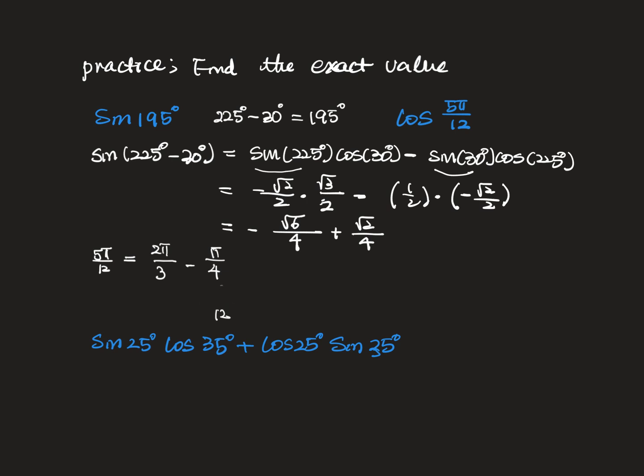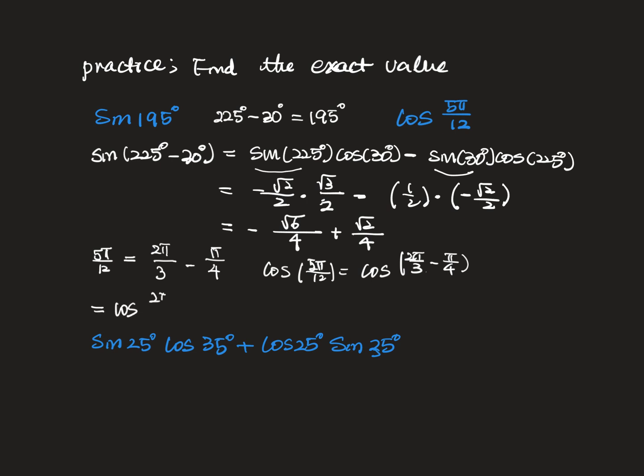So you cannot guess right away, but just manipulate a couple of angles. So this one is cosine 5 pi over 12, going to be cosine 2 pi over 3 minus pi over 4. That's what we're going to do, right? So this angle is going to be right here.